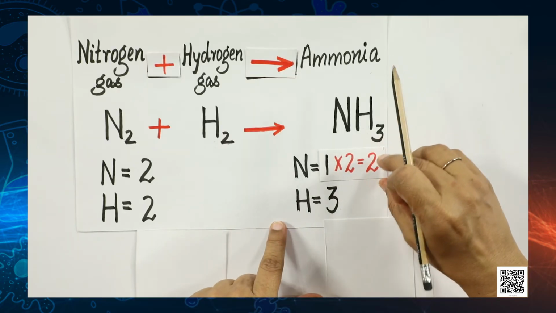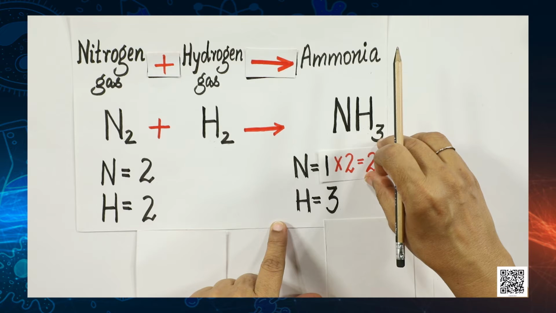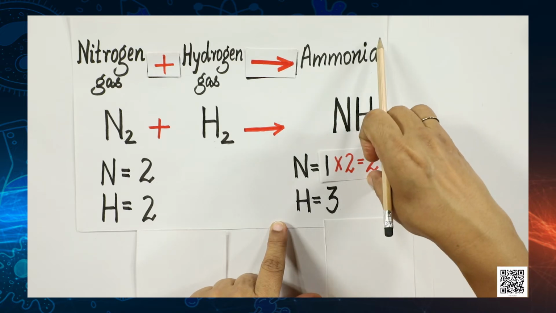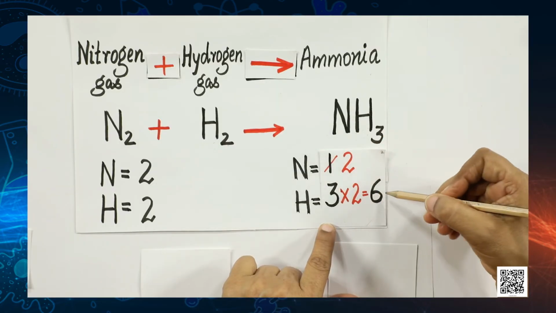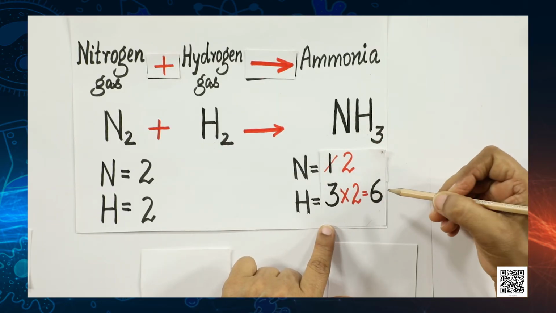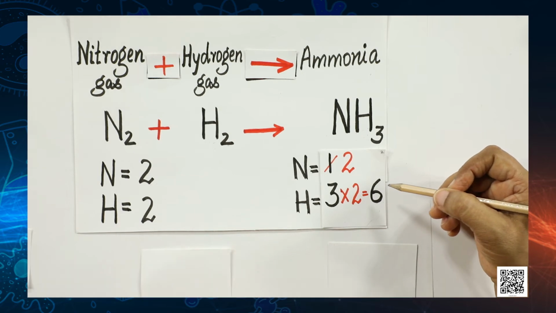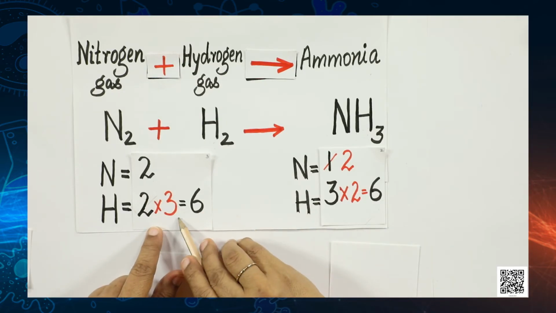Let us multiply this with 2. So, we get 2 atoms of nitrogen on the right hand side, and to balance the hydrogen, we will have to multiply the hydrogen this side by 2 and make it 6 atoms of hydrogen. So, here also let us make these hydrogen atoms 6. So, we have multiplied here by 3.